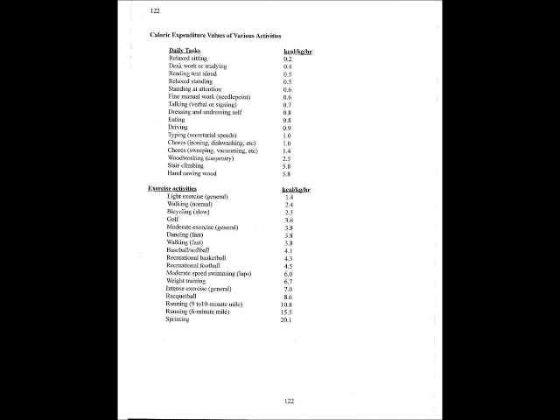So if you look on page 122, caloric expenditure values, CEV, of various activities. It gives daily tasks, and next to those it gives kcals per kg per hour of energy expenditure or caloric expenditure. So relaxed sitting, desk work or studying, reading text aloud, relaxed standing, and so on and so forth. Then it gives you exercise activities: light exercise, walking, bicycling, and so on and so forth.